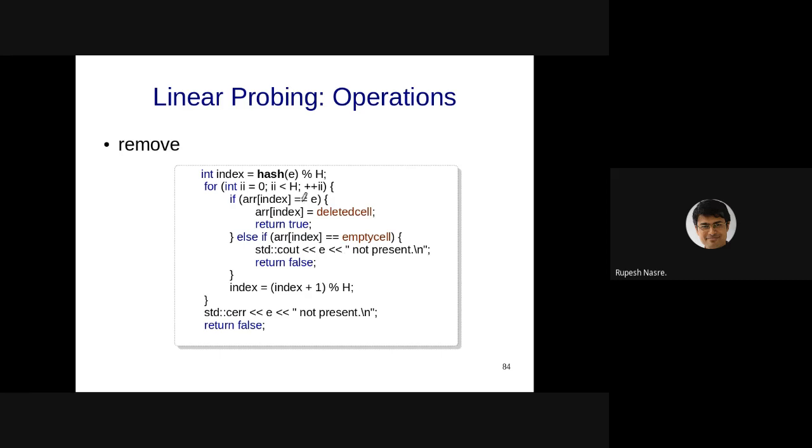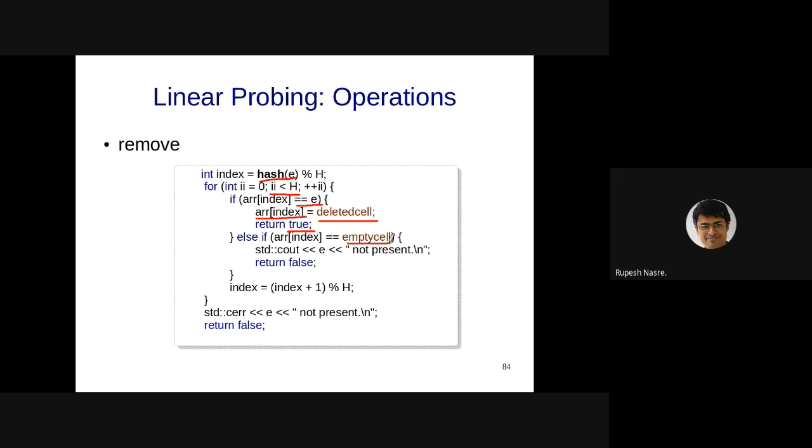So the code also remains almost the same as insert and find, where we hash, then go over H or N or M. If it is the element that I have found, then I'm going to mark it as deleted. Right? So that particular cell in that index is going to be marked as deleted, and then I'm going to return true, which means that I have found the element which I am removing.